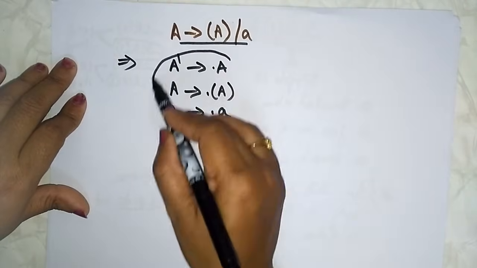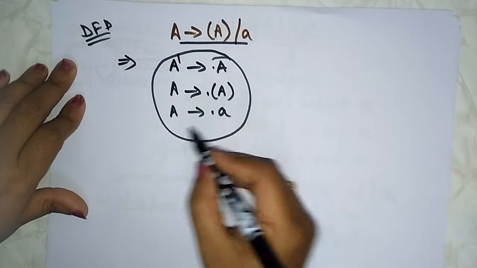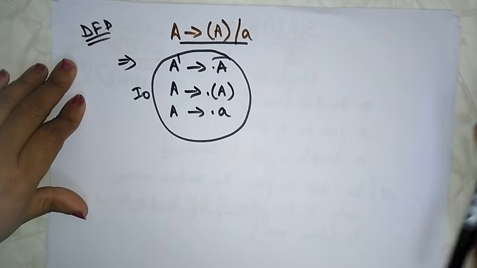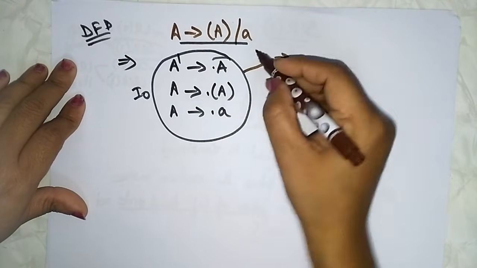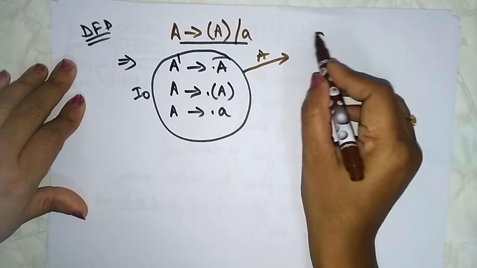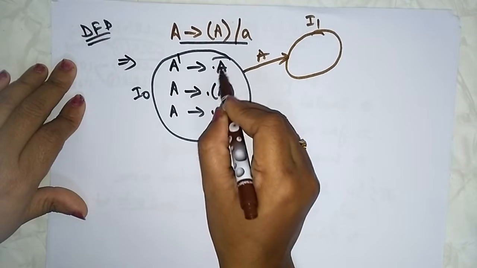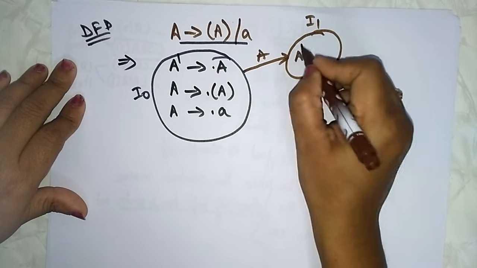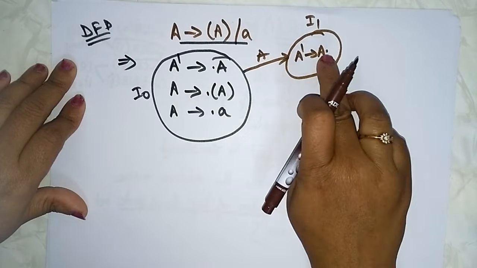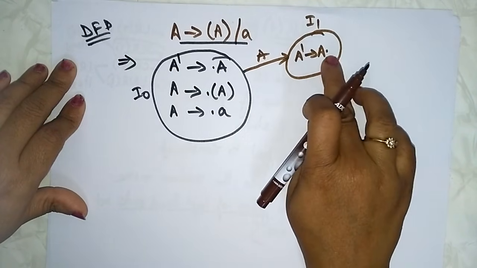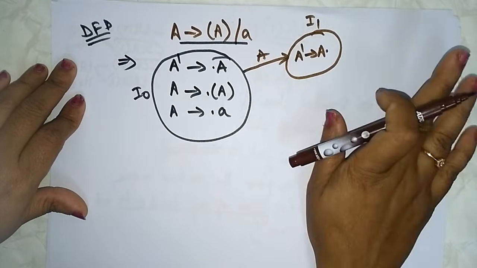Now let's construct the DFA. Let's take this as I0. Now I am taking the first input, let's say the input is A. If the input is A, it goes to the next state I1. Just move the dot to the right. A' determines A dot. After the dot there is nothing, neither terminal nor non-terminal, so this is a final state, the accepted state.